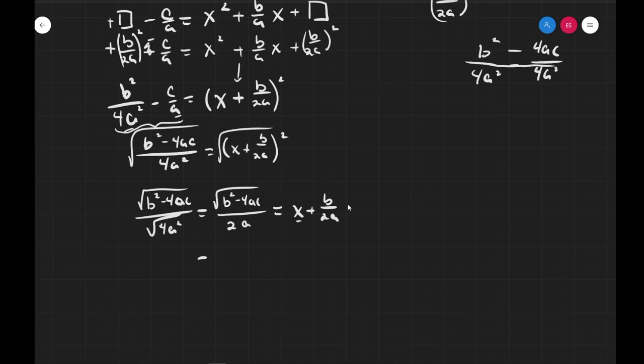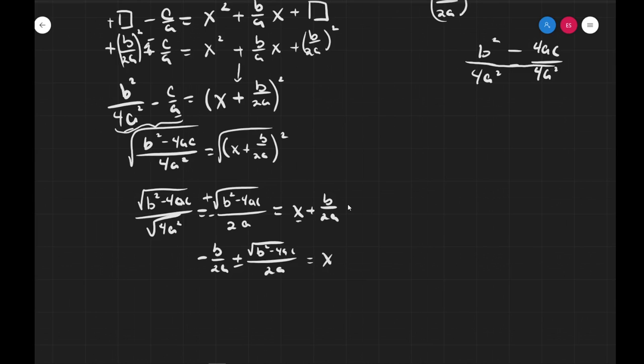So we're going to have negative b over 2a plus the square root of b squared minus 4ac over 2a, but it can't just be plus because remember whenever we take a square root it can be either positive or negative. So negative b over 2a plus or minus all the other stuff is going to equal x. And that gives us our quadratic formula.